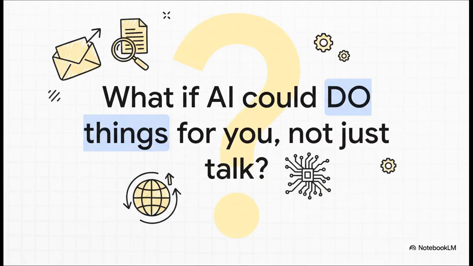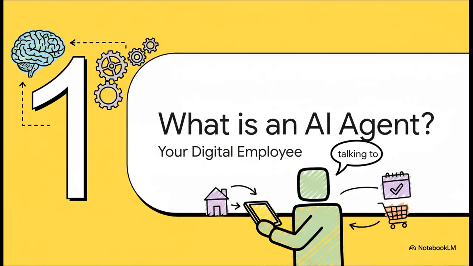Look, you've probably talked to a chatbot, right? They're great for answering questions, but what if an AI could actually do things for you? I'm talking about sending emails, digging through your files, or even surfing the web for you. Now that's a whole different ballgame. And that, my friends, is exactly what an AI agent is. Honestly, the easiest way to wrap your head around it is to think of it like a digital employee. You give it a brain, you give it instructions, and it just goes and does the work.